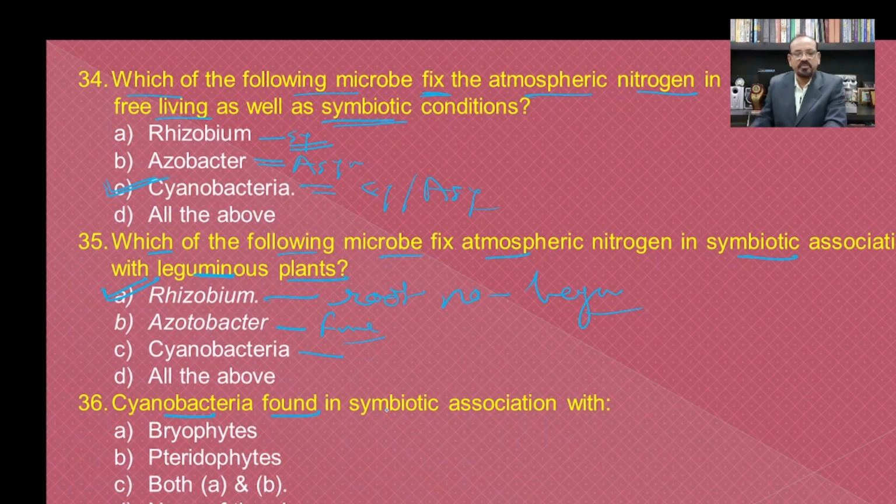Then cyanobacteria are found in symbiotic association with, here, the bryophytes, and the second one is a pteridophyte. Earlier we have already seen that Azolla is a pteridophyte, also considered an aquatic fern. So this is one of the answers. Then the second one, the bryophytes. If you see the genus Anthoceros, there is the presence of an algal cavity, in which cyanobacteria are present. It means that cyanobacteria are found in symbiotic association in the bryophytes and also in the pteridophytes, and hence C will be the correct answer for this question.